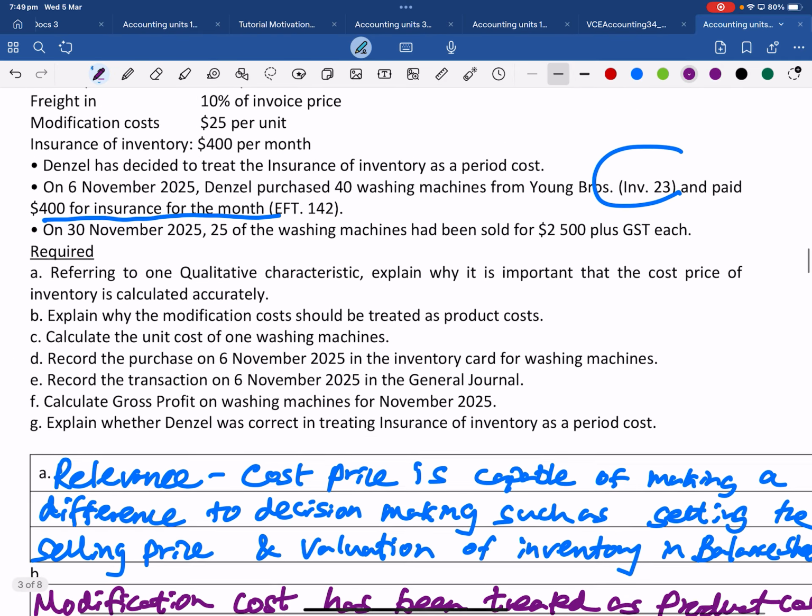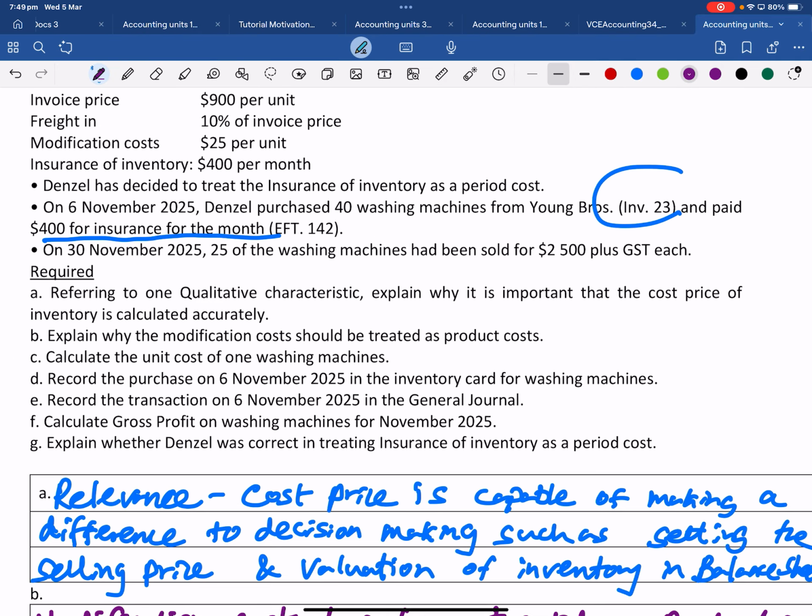Is that all? Calculate the gross profit. Before that, shall we record this one, guys? Actually, I haven't asked it, but let's do it. On 30th November, 25 of the washing machines had been sold. How do we record it, guys? The last one on 30th November. Anyone can tell me how we record it?